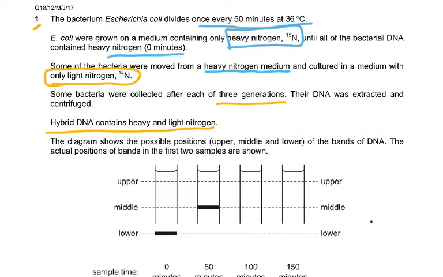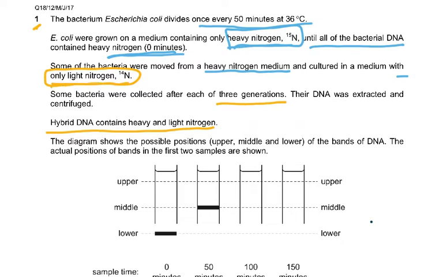Question number one: the bacterium Escherichia coli, or E. coli, divides once every 50 minutes at 36 degrees Celsius. E. coli were grown on a medium containing heavy nitrogen until all of the bacterial DNA obtained heavy nitrogen, 0 minutes. Some of the bacteria were removed from a heavy nitrogen medium and cultured in a medium with only light nitrogen.